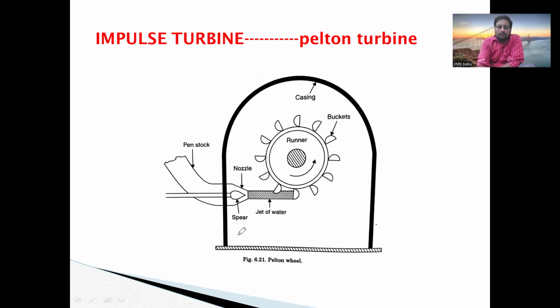So here, the nozzle and spear arrangement controls the flow regulation. By using the spear rod, with to-and-fro motion, moving towards the right side and left side, it will be regulating the flow. So here the jet of water will be striking on the turbine vanes or buckets.